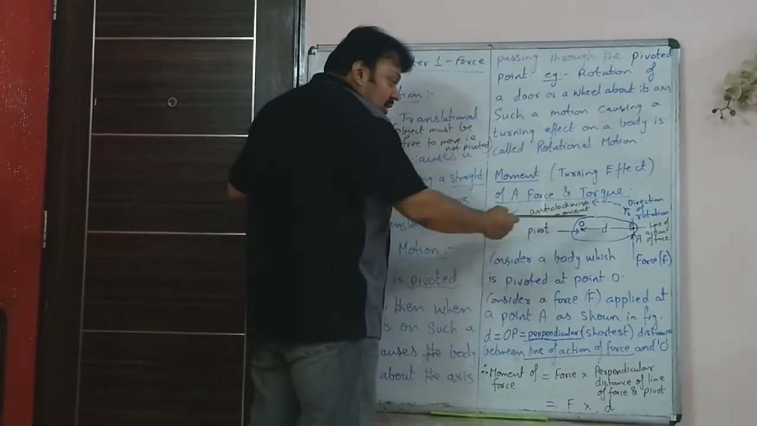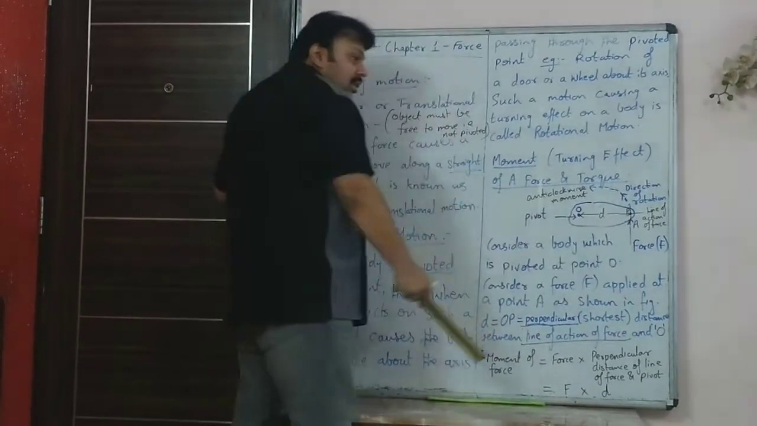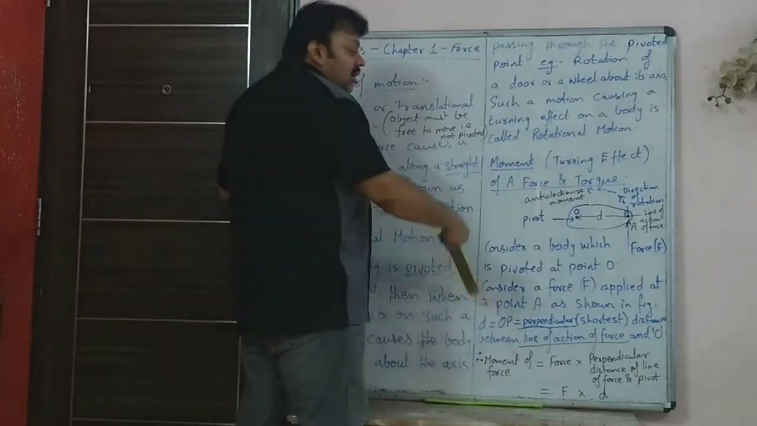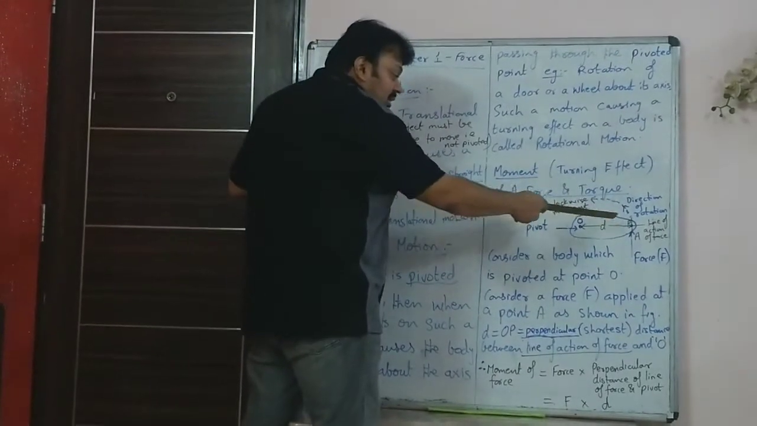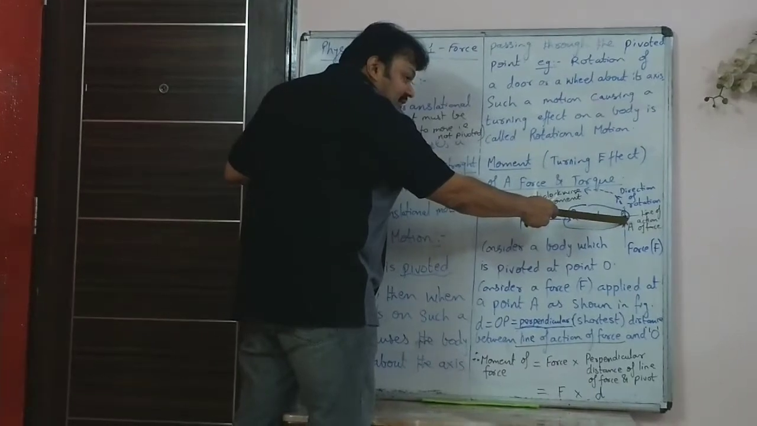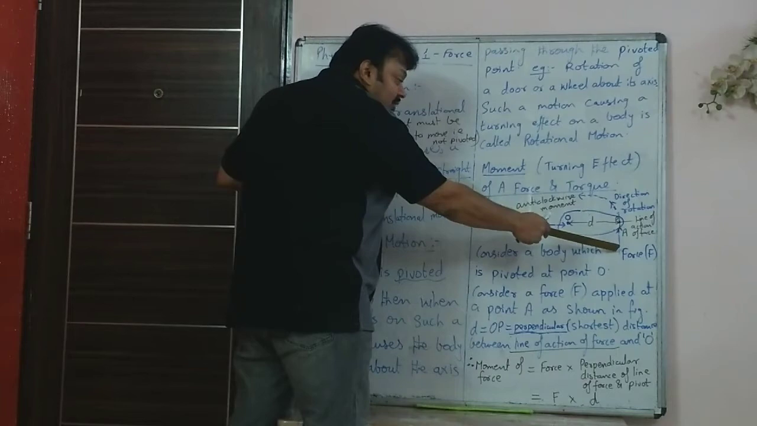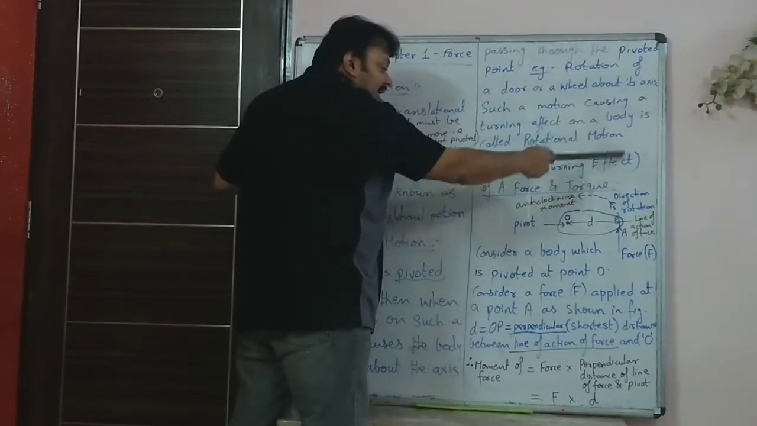So now, even though the force is applied at the point A here, still, when you consider the rotation, you will not consider the point where the force is applied, but you will consider the line of action of the force. The line means the straight line passing through A, that line.